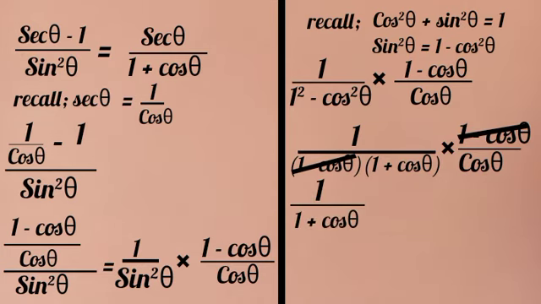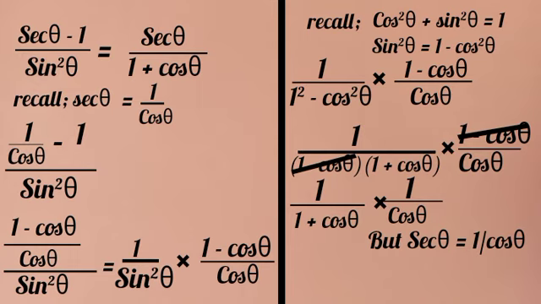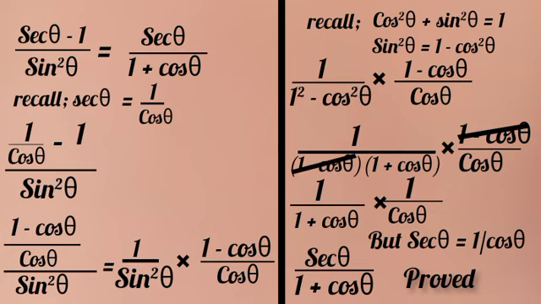1 all over 1 plus cos theta multiplied by 1 all over cos theta. But 1 over cos theta is sec theta, right? So now if I implement it there, I'll have 1 all over 1 plus cos theta times sec theta. If I multiply both of them, I'll have sec theta all over 1 plus cos theta, which is equal to the answer we need to get, the right hand side. So we say we have proved this. It means that sec theta over 1 plus cos theta on the left hand side is equal to sec theta over 1 plus cos theta on the right hand side. So this is what is proved.